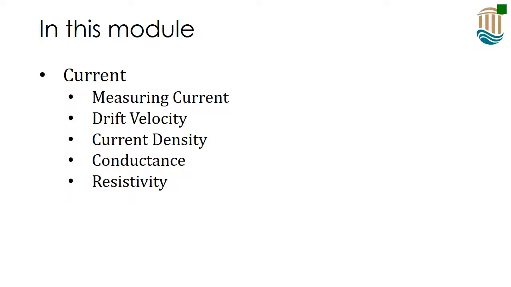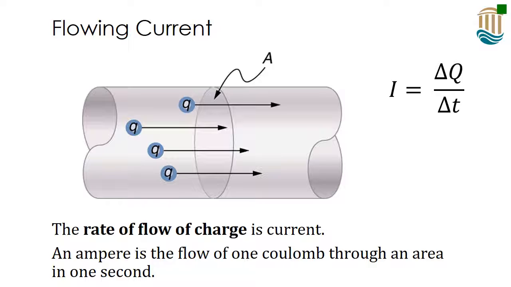In this module, we're going to be looking at the physics of current, which is the movement of charge through a conductor. Let's take a closer look at what happens in a circuit. Charge is flowing along the wire. The rate of flow of this charge is called current. It's a number of coulombs that pass each second.